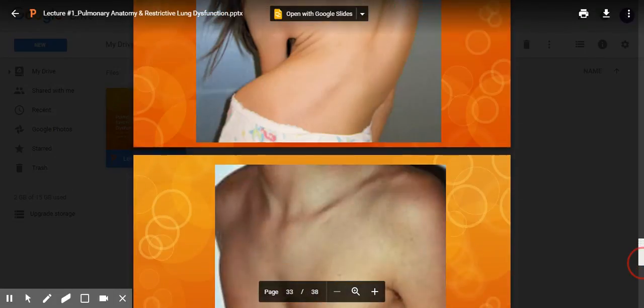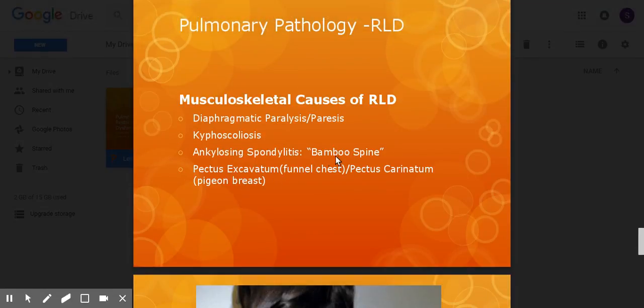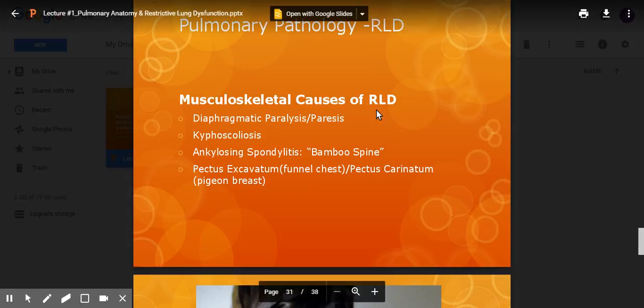The other condition that we did not mention, I do not have a slide for it, is ankylosing spondylitis, which is also known as bamboo spine. And that is a progressive condition of inflammation and resulting inflammatory response, which results in fusion of the spine and a loss of movement of the spine, which again, when you think about the ability of the chest wall to expand, the ankylosing spondylitis can have a limiting factor and result in some decreased lung volumes as a result of this restriction.